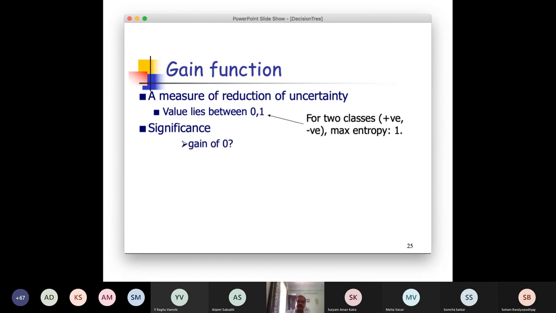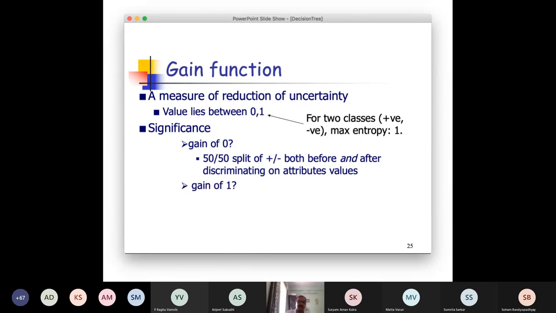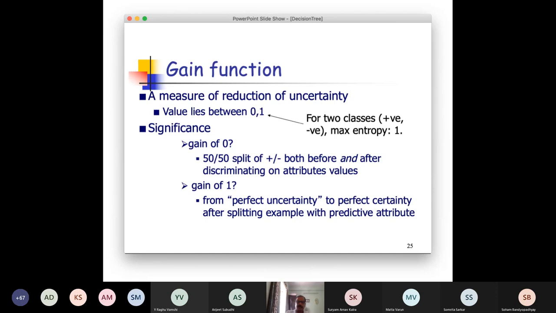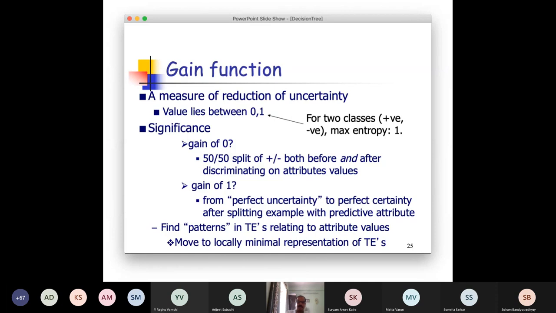So what is meant by a gain of 0? It means that you have almost a 50-50 class distribution after splitting, so there is no gain in that sense. What is meant by a gain of 1? It means that at least one of the nodes would be a pure node, which means you have perfect certainty in some nodes.